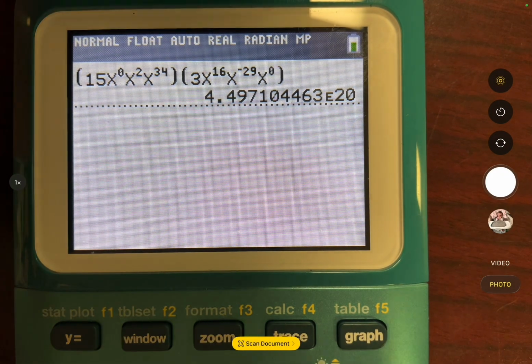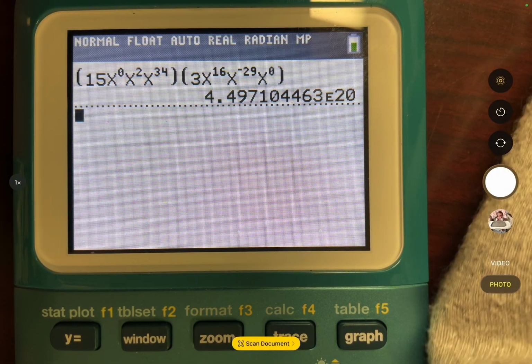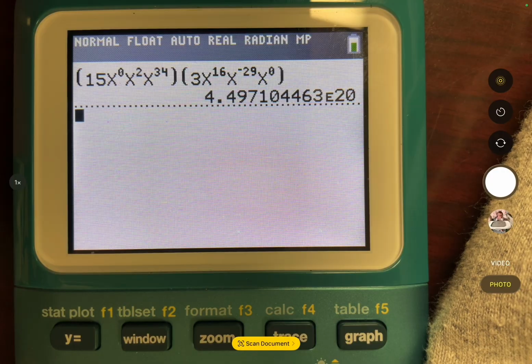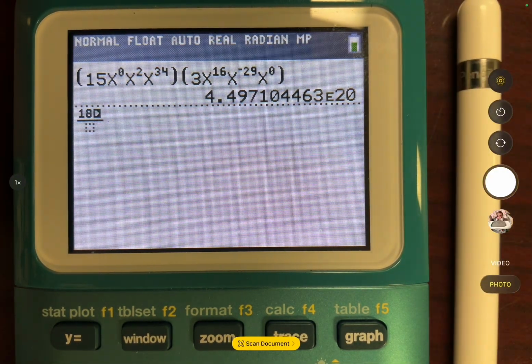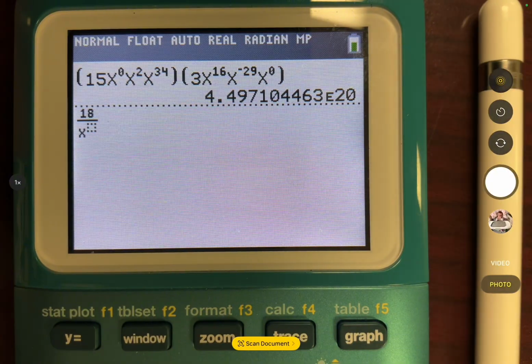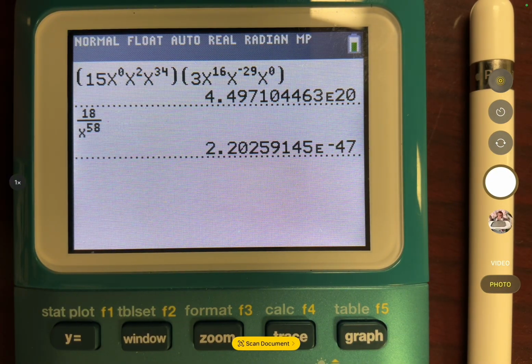Okay, now you type in each of your answer choices one at a time to see which one gives you a decimal that matches. So the first one, 18 over x to the power of 58. Oh my gosh. It's definitely not F.